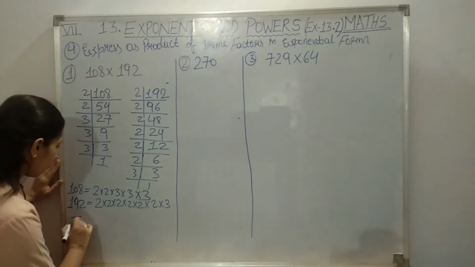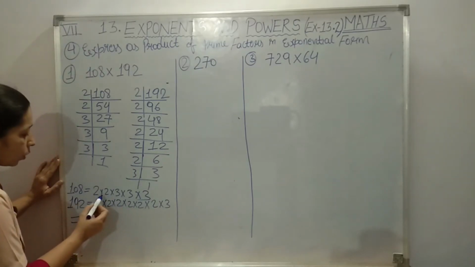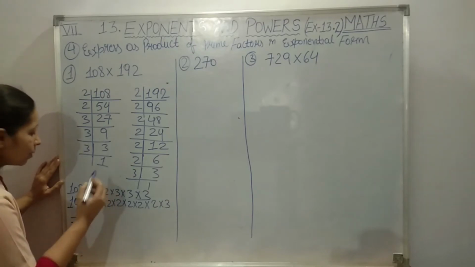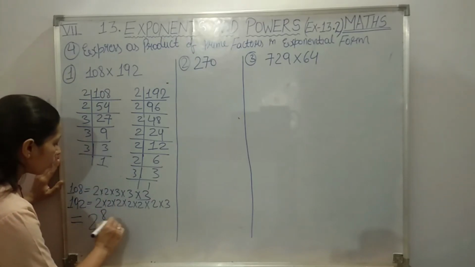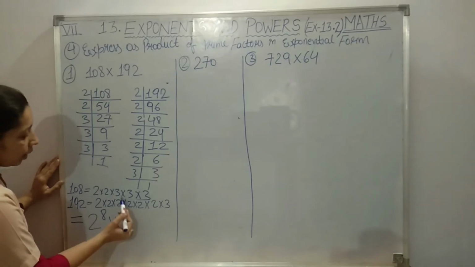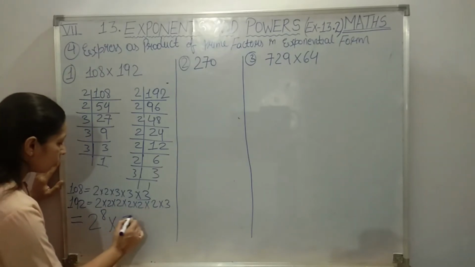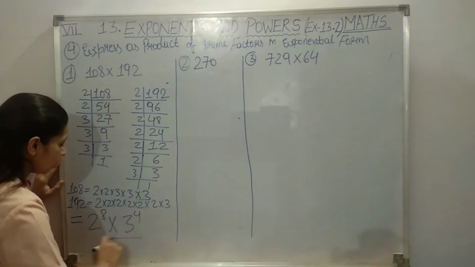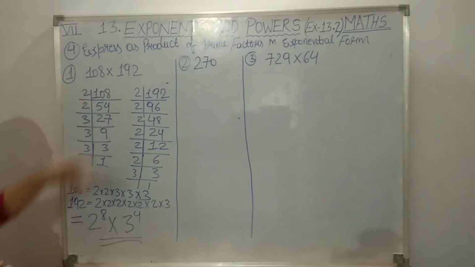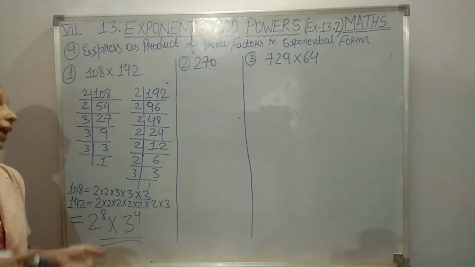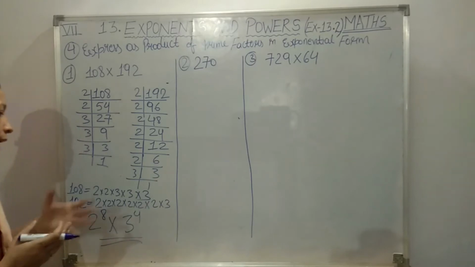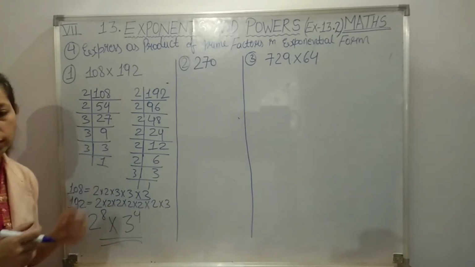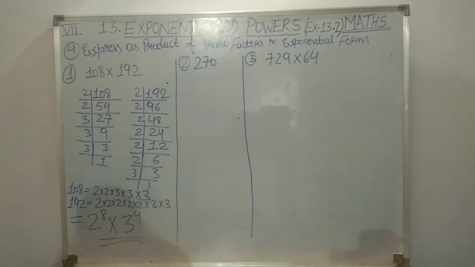Okay, means how many times 2 is coming together? Here 6 times, here 2 times. So I can write it as 2 raised to the power 8. Okay, 3 1 2 3 4 and 3 raised to the power 4. So this is the product of prime factors for 108 into 192. I hope the solution is clear to you. Note it down, then we will see the second one.